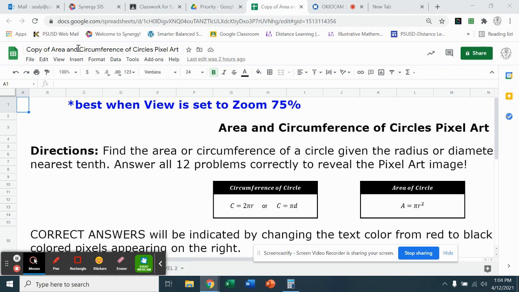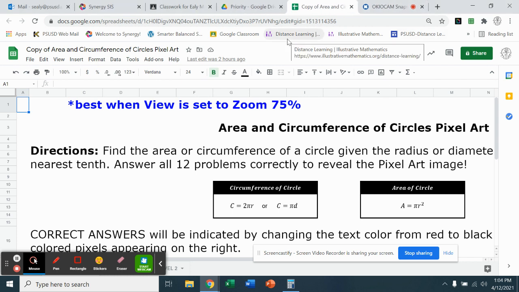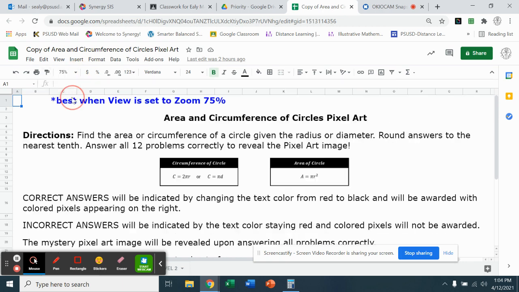This is going to be an area and circumference of circles pixel art. It's that mystery picture where you put things in and then a picture appears. It says right here, best when the view is set to the zoom of 75%. So if you go up here, click on the zoom and put it at 75%, that will help you.